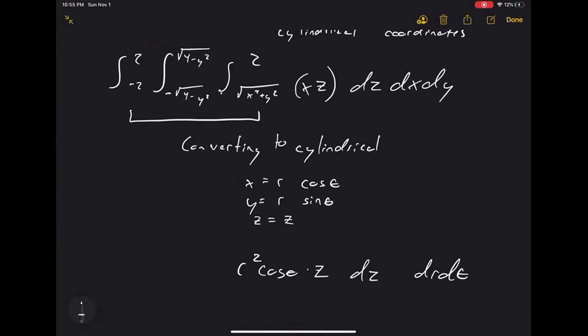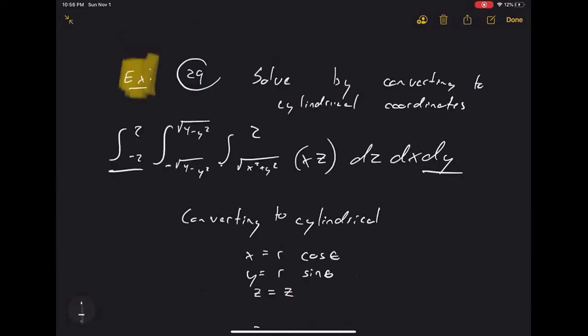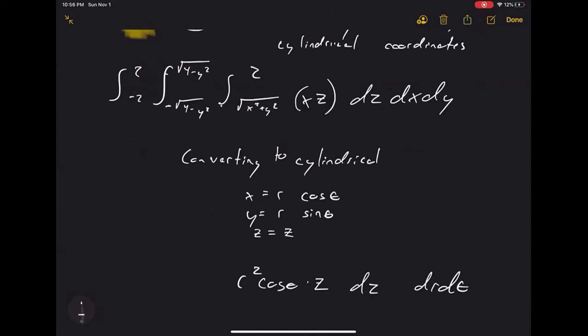Okay, so let's see. First integral dy is between negative 2 and 2. So let's just try and draw what's going on in this three-dimensional space. So my y's are between negative 2 and 2. Now what's my next integral? My x bounds. I have two functions, and when you have functions, think of them as what you're integrating against, set equal to those. So think about this as x equals.